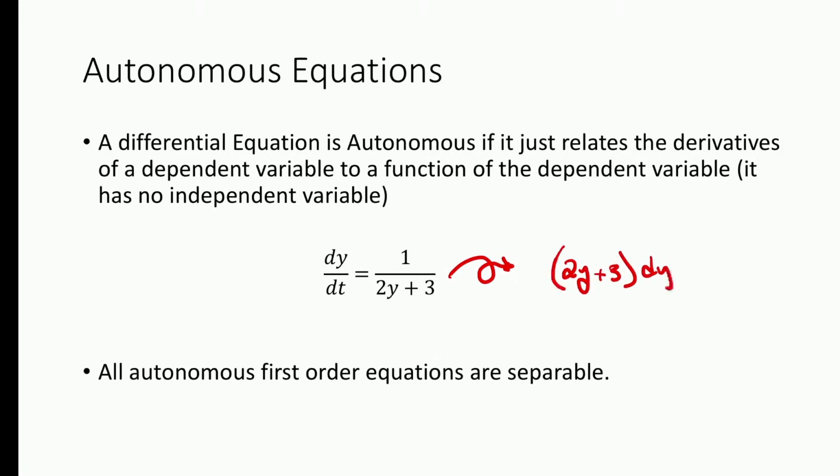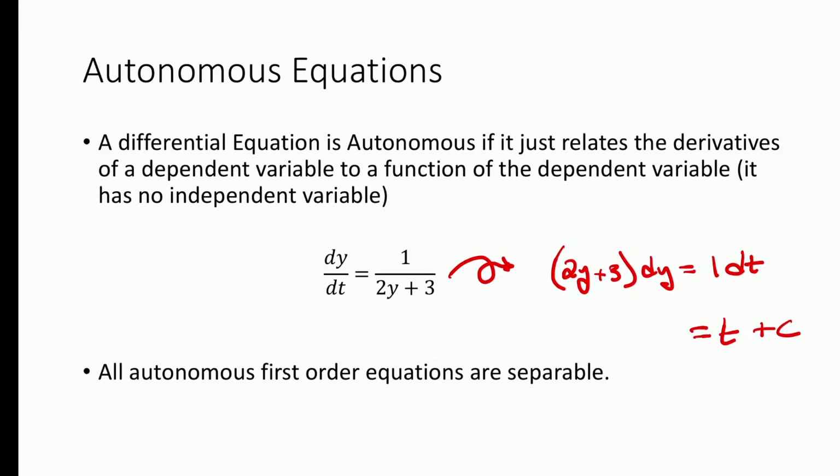So you'd have dy is equal to 1 dt. So my solution is going to have a t over here and whatever over there. What is it? y squared plus 3y. So that's going to cause some problems, but whatever.